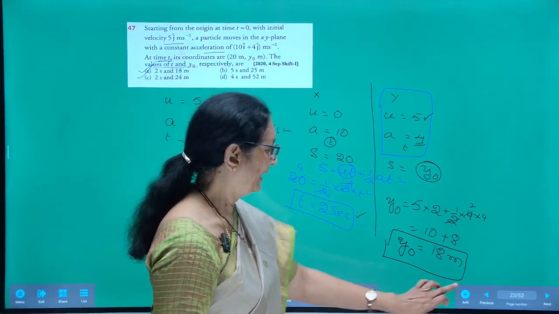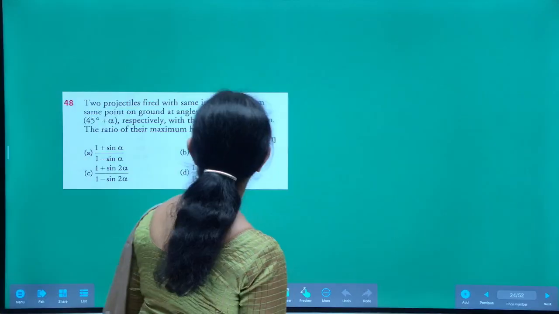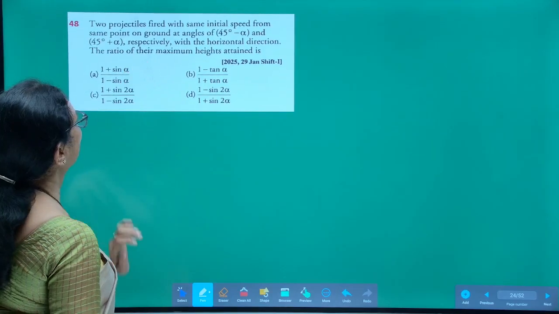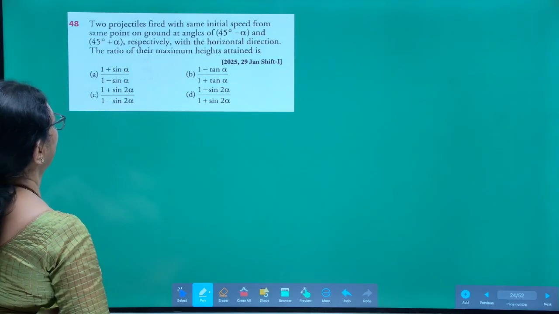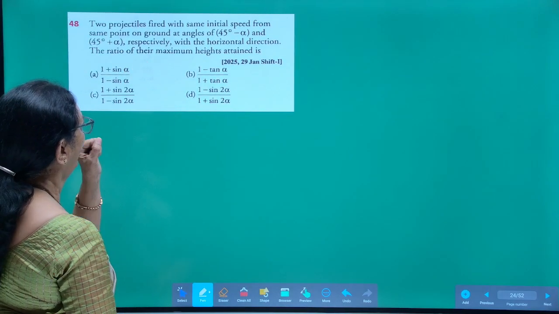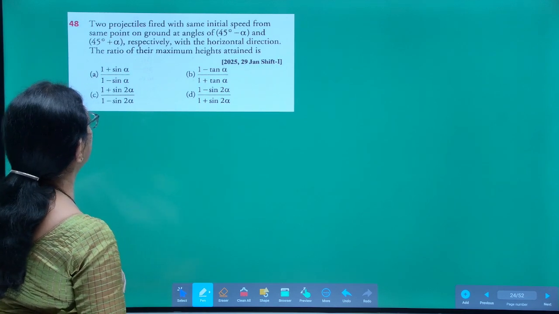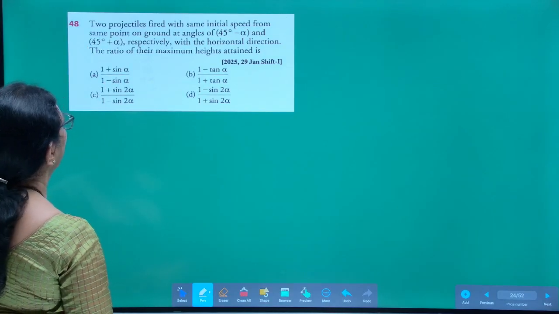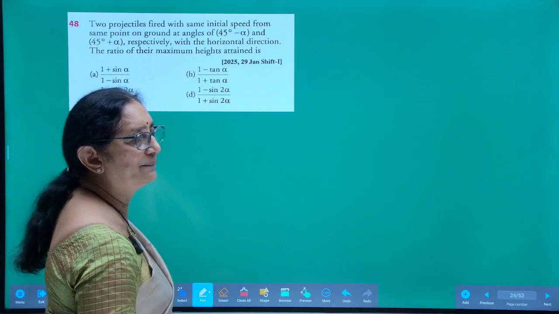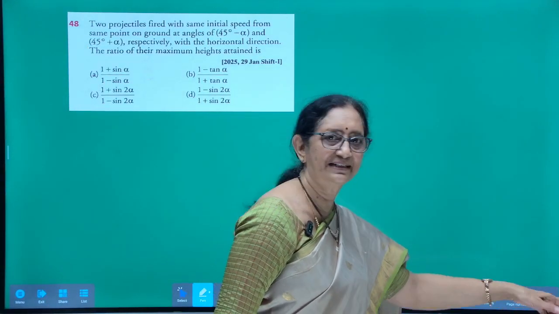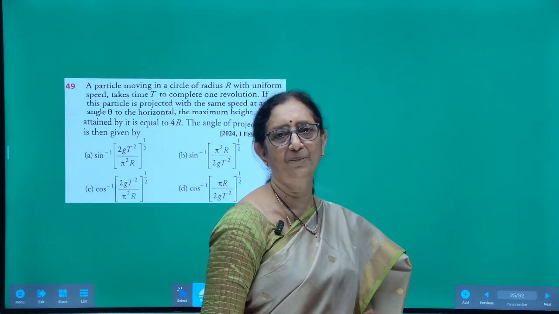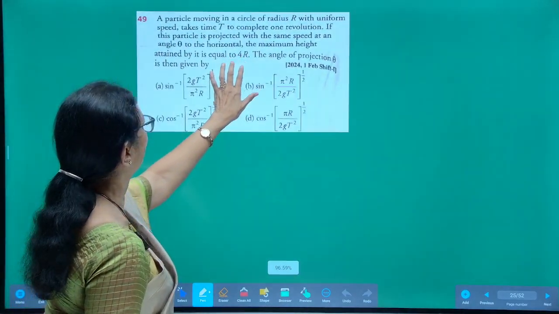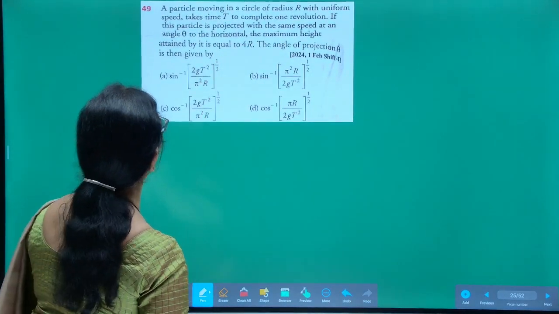Okay? Now, look here, a projectile with the same initial speed is projected from the same point at 45 minus alpha and 45 plus alpha respectively, the ratio of their maximum heights. Actually, in yesterday's class, the same problem was given. I explained that problem to you already. Let us move on to the next problem.